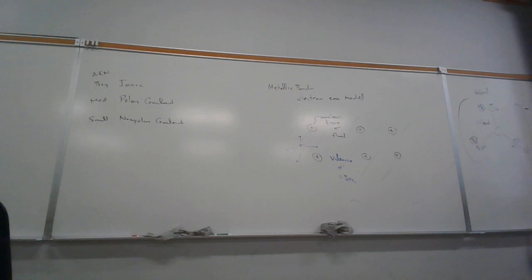Here are some common alloys. 18 karat gold is 75% gold, 12.5% silver, and 12.5% copper. I don't know how precise that is.